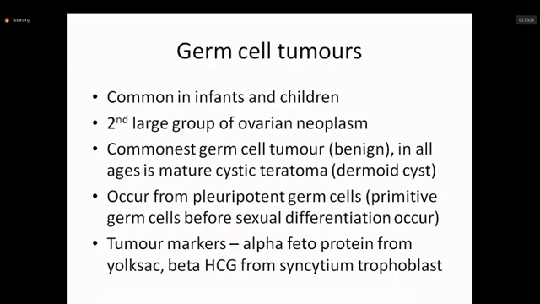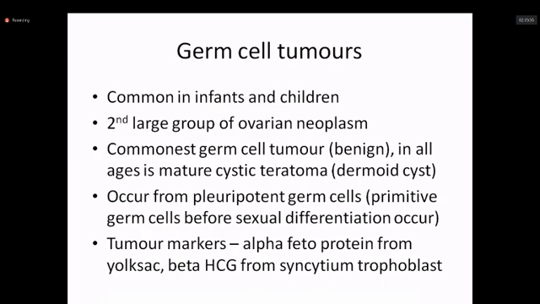The commonest is cystic teratoma or dermoid cyst. I told you it occurs from pluripotent germ cells, primitive germ cells before sexual differentiation occurs in the embryo. Classically, they produce tumor markers. Tumor markers are protein substances produced by the ovarian tumor. They are called alpha-fetoprotein, from the yolk sac.